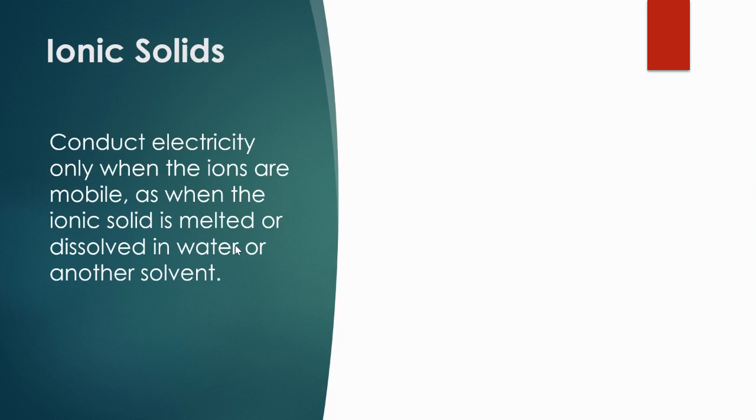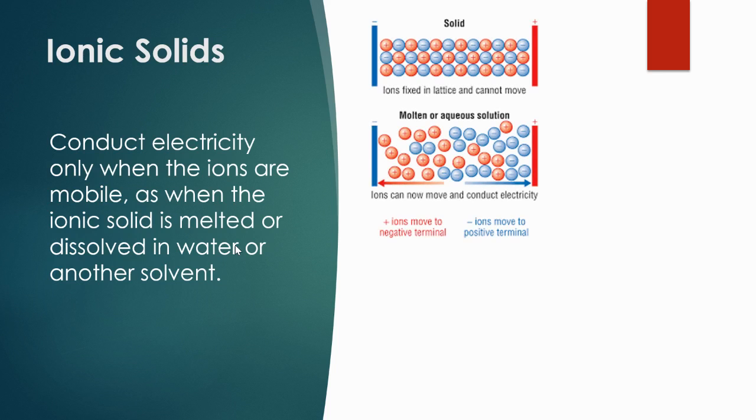Ionic solids do not conduct electricity as solids because the ions are locked in place in their crystal lattice. They will only conduct electricity when you melt them and the ions are free to move, because electricity is the movement of charge. So if the charges are not free to move, then you cannot conduct electricity. As a liquid, the ions are free to move, and so they can conduct electricity.